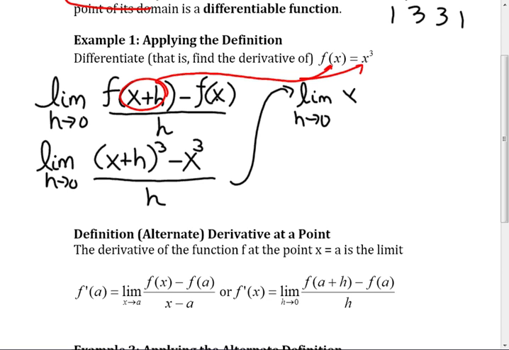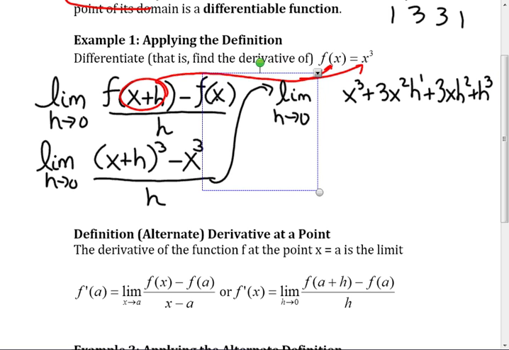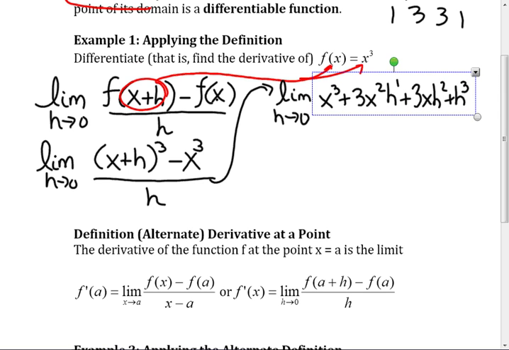So it's going to be x cubed plus 3x squared times h. These exponents have to add to 3. Plus 3x h squared plus h cubed. Okay, and then I'm going to do minus x cubed, and it's all over h. You can cube it on the calculator, but I want to see the work here.